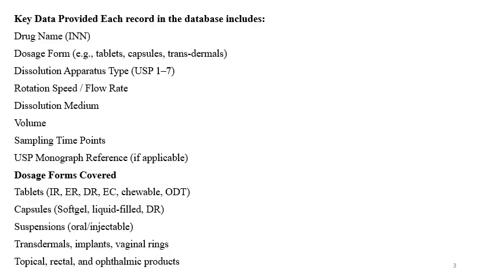Various types of dosage forms are covered by the OGD dissolution database. Various types of tablets are there: IR, ER, delayed release, enteric coated, chewable and ODT. Soft gels are there, capsules are there, suspensions and injectables are there. Various differentiated or novel formulations like transdermals, implants, vaginal rings, topical, rectal and ophthalmic products are given in the database.